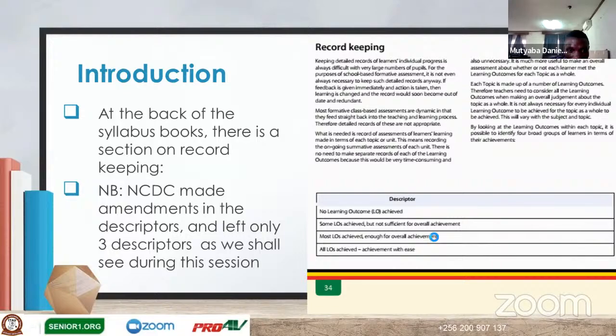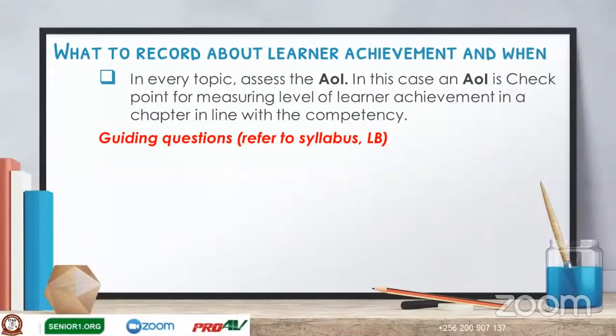Kindly note that. We are saying here, what to record about the learner's achievement and when. In every topic, assess the activity of integration. Members, take note: we assess the activity of integration at the end of every topic, not at the end of the term, like the case with the previous curriculum. You can have 2 or 3 topics in the term, so at the end of the term you must have given at least 3 activities of integration. An activity of integration is a checkpoint for measuring the level of learner achievement in the chapter in line with the competency.